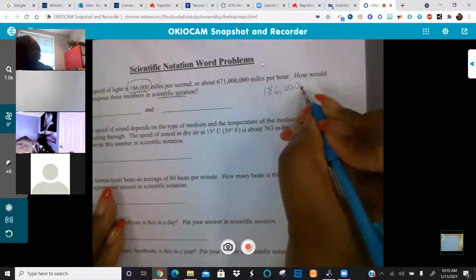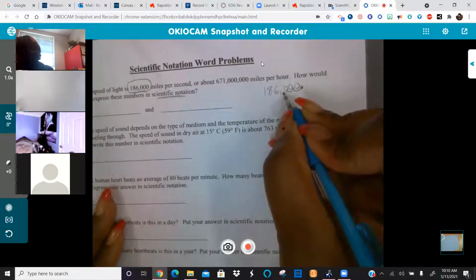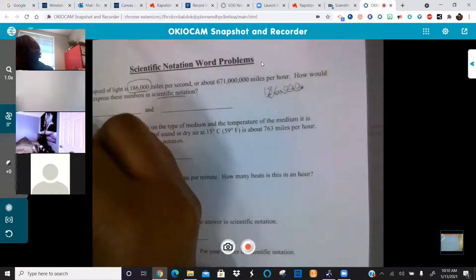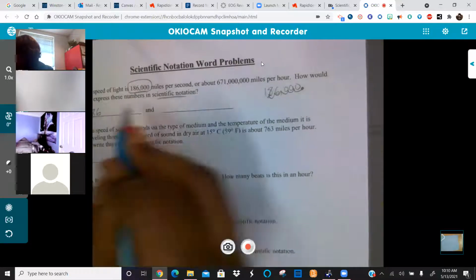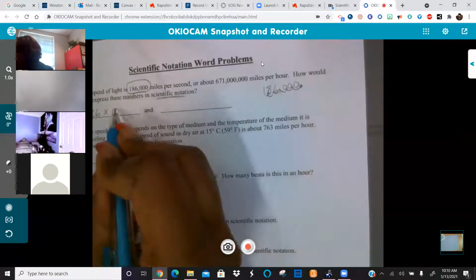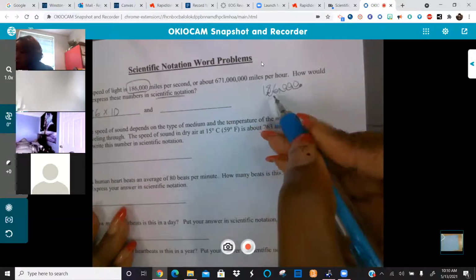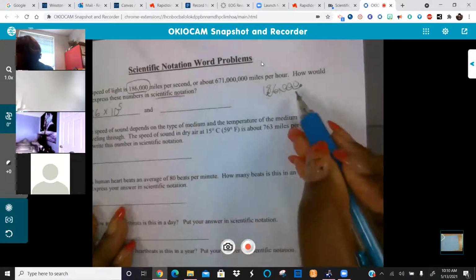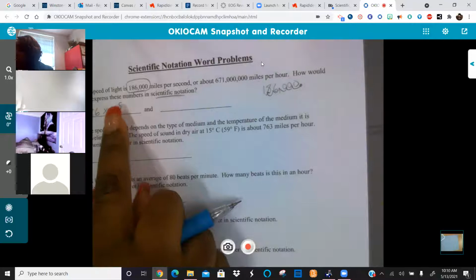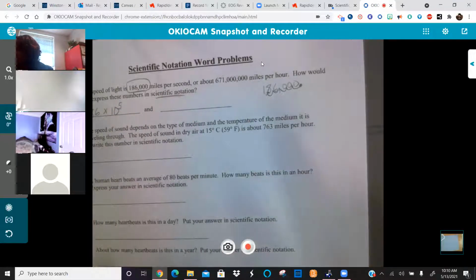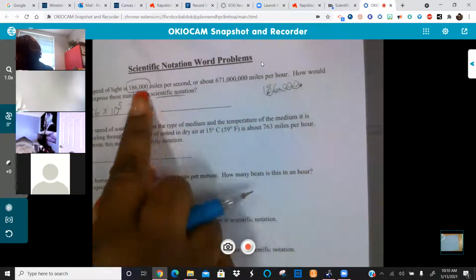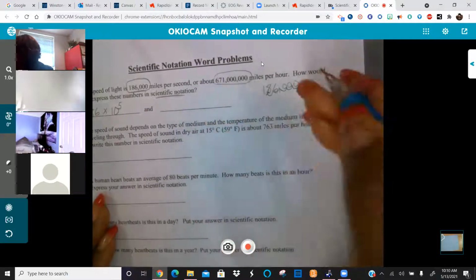So count the number of spaces it takes for you to get it behind the 1. This is 1, 2, 3, 4, 5. Okay, this is 5. So you're going to rewrite this as 1.86, and I don't have to write these other zeros. Then I write times 10, automatically write times 10. And my exponent is going to be how many times I moved my decimal. And I moved my decimal 5 times. It's going to be a positive 5 because my original number is a positive number. Sorry about that, y'all. Since my original number is greater than 1, then my exponent is going to be positive.